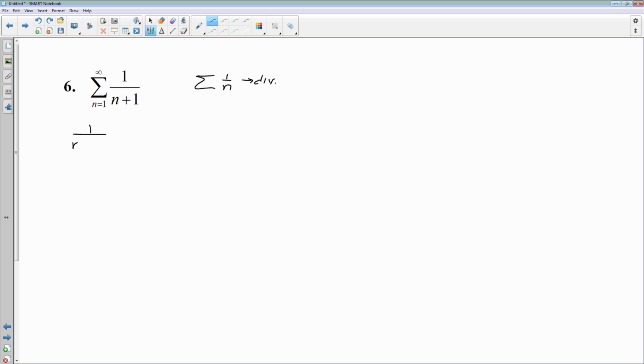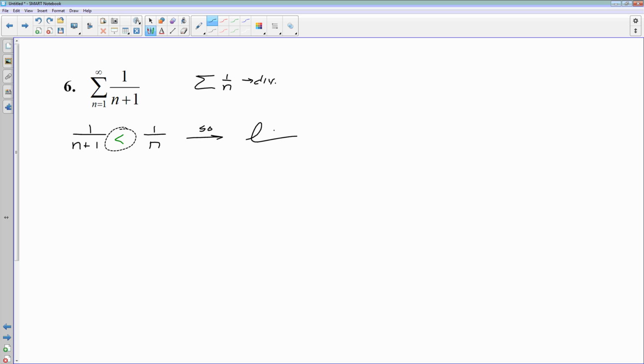First, I'll try the direct comparison, 1 over n plus 1. I'm going to compare that to 1 over n. And we're going to get an inconclusive case here because here I have a larger denominator, which means the fraction on the left is smaller. And being less than a divergent series doesn't tell you anything. So I'm going to try the limit comparison.